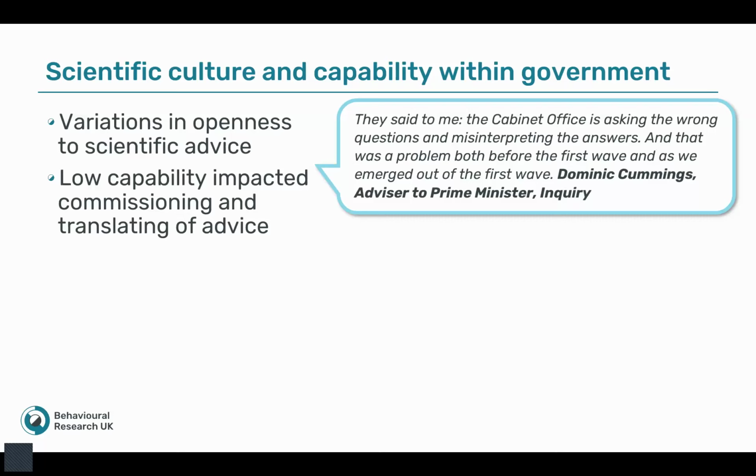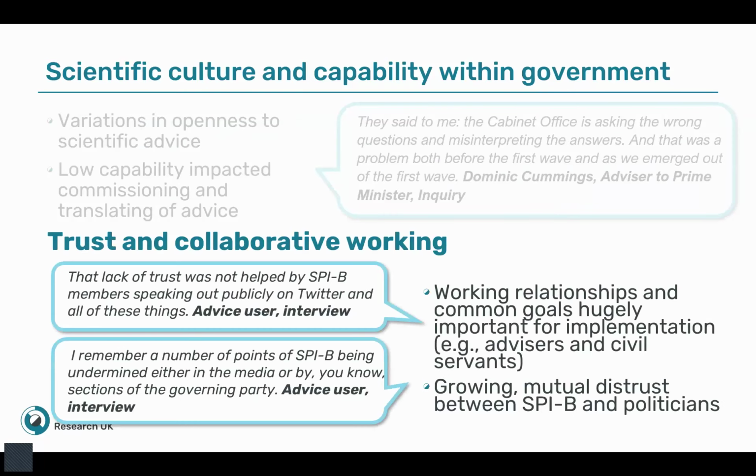So if we just move on to the next slide, now this next key theme was really focusing around trust and collaborative working. So overall, we found that working relationships and common goals were hugely important. And there were many examples of really positive working relationships between SPI-B advisors, behavioural scientists within government, and the civil servants that they were supporting. But unfortunately, there was also a case of growing mutual distrust between SPI-B and politicians as time went on. And the people that we spoke to reported about this going in both ways. So perhaps sometimes the distrust was a result of SPI-B advisors speaking on social media or in the traditional media about the government's approach, but it also worked the other way as well. We did get reports of government officials publicly denigrating SPI-B as well.